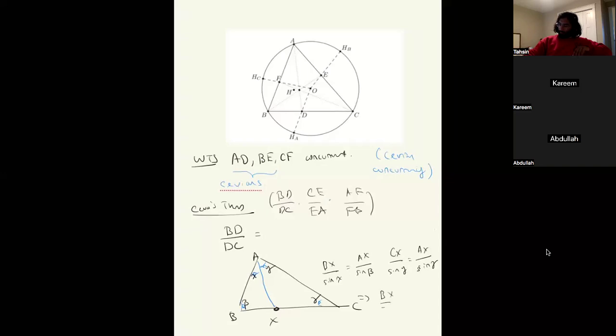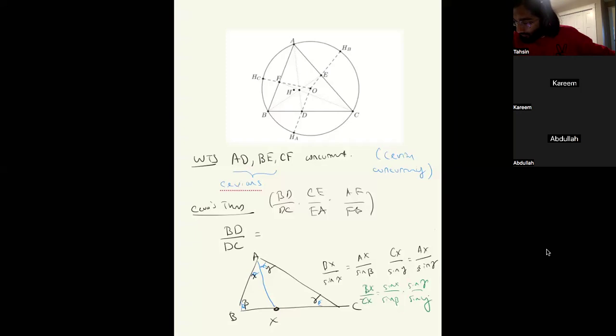So then we get BX over CX is equal to sine x over sine beta times sine gamma over sine y. Maybe let's write the conclusion in red. So BX over CX is equal to sine x over sine beta times sine gamma over sine y. Okay, great.